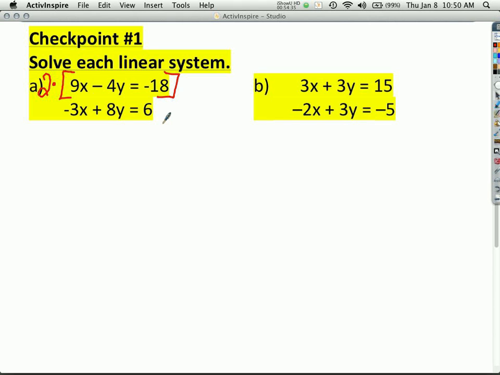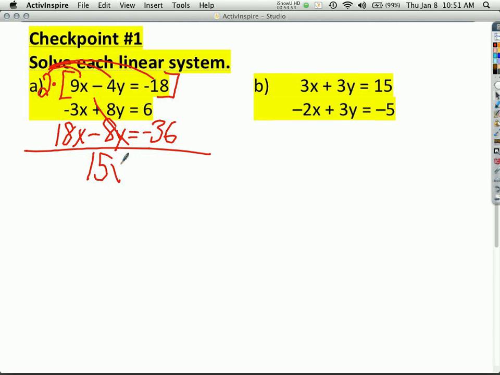Let's start with Kiana's method. She does 2 times everything. Remember, you have to multiply by everything, and you get 18x minus 8y equals negative 36. Now add down. This will cancel, and you get 15x equals negative 30, and I'm not sure why so many people had trouble. X is negative 2.